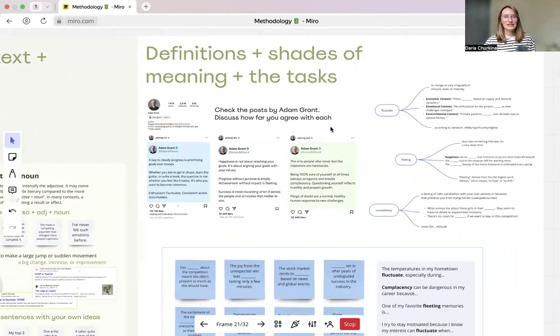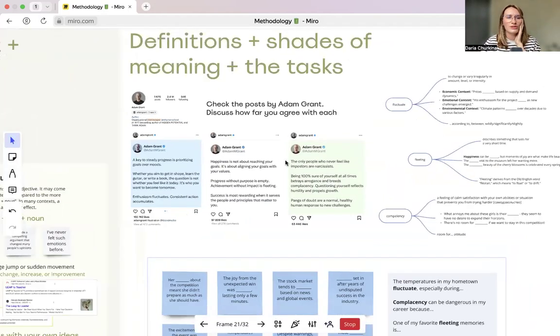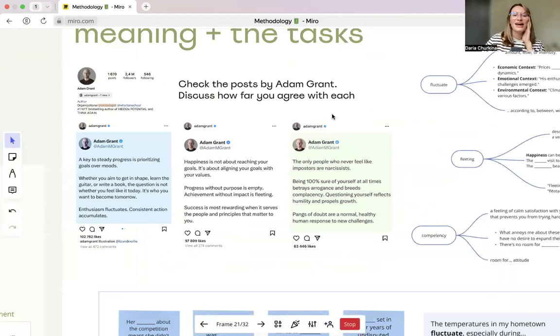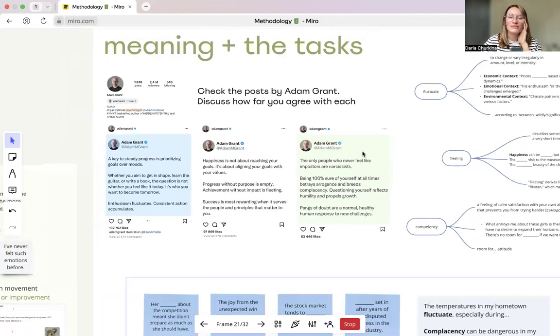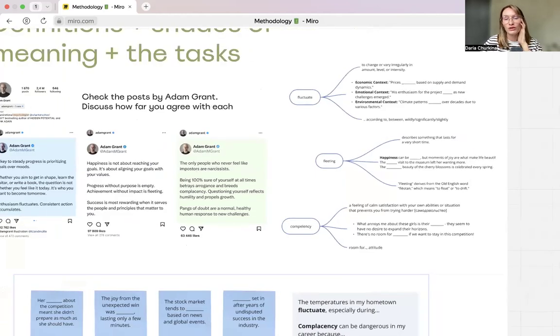So what we did in this class with my students, I asked them to read the post by a famous psychologist, Adam Grant, maybe you know him. First, they had to read the posts and discuss whether they agree with his ideas. Then I have decided to work with certain vocabulary items from these posts.